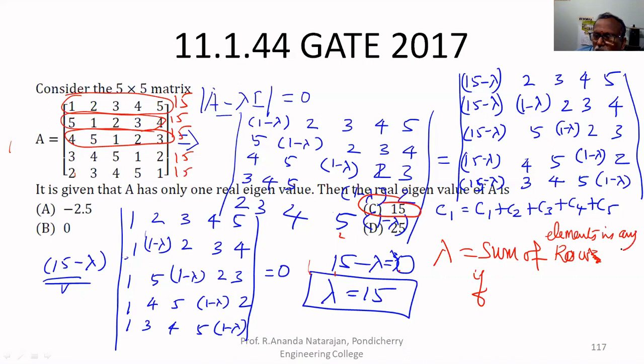in any row, if all rows have equal sum. So if all rows have equal values, we can immediately write the sum of the values. No need to do all these calculations. Immediately we can write that 15 is the answer.